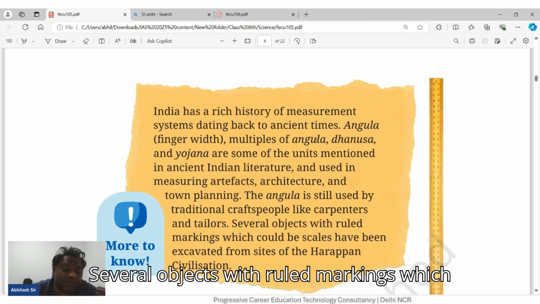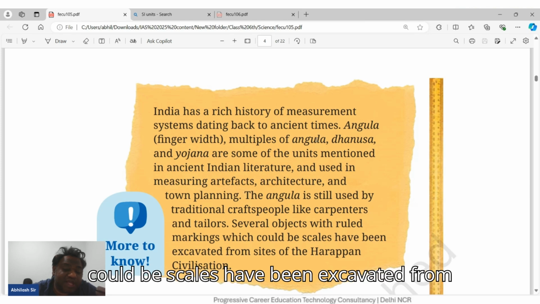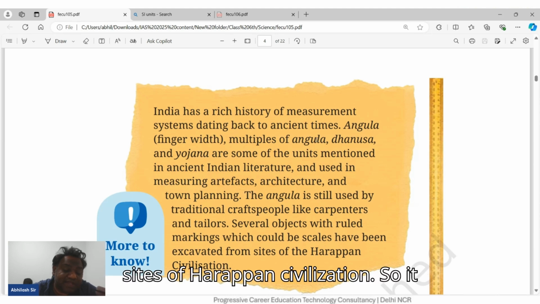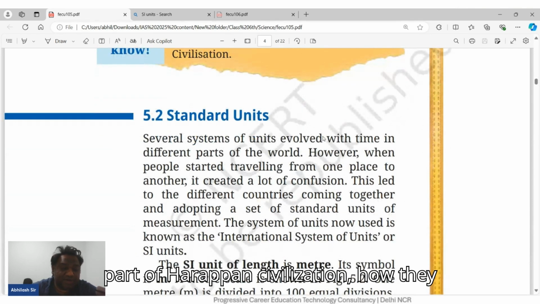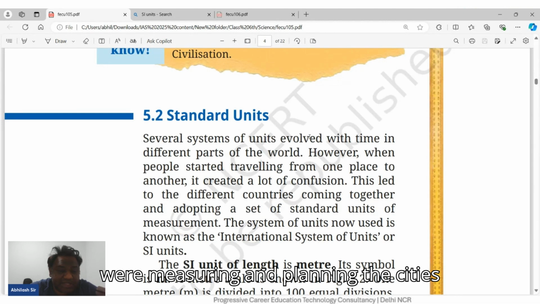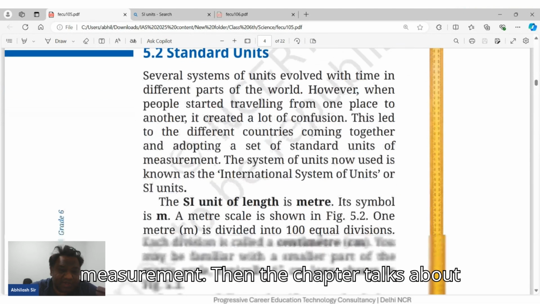Several objects with ruled markings, which could be scales, have been excavated from sites of Harappan civilization. So it shows that measurement of units was a part of Harappan civilization, how they were measuring and planning the cities and the basic unit of measurement.